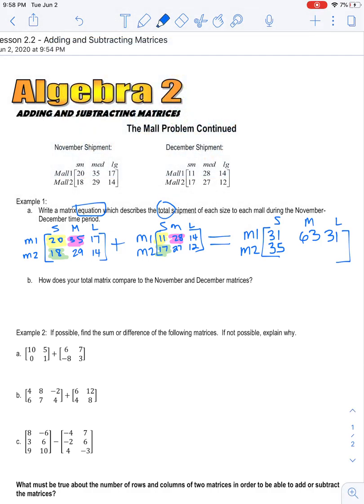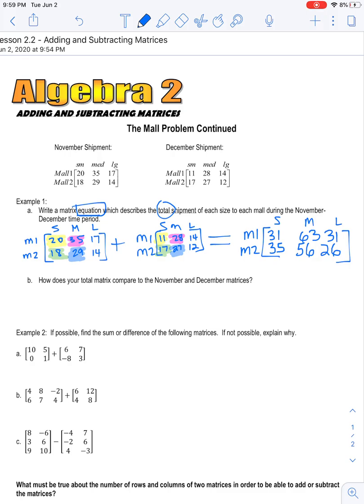Next to that, I have 29 for medium mall 2 and 27 for medium mall 2 between November and December. So if I add 29 plus 27, that would be 56 for the total medium at mall 2, and that leaves us with 14 and 12, so that last number would be a 26. So once again, the directions were to write a matrix equation. We have an equation here. We're adding the November and December matrices together to get our total shipment for the 2 months combined.